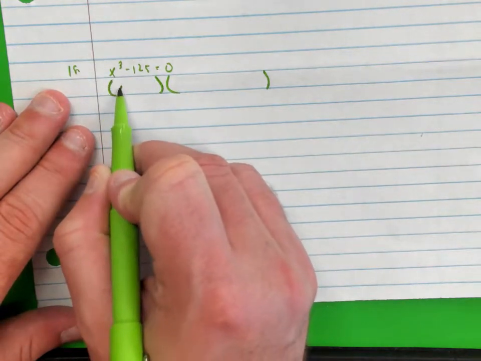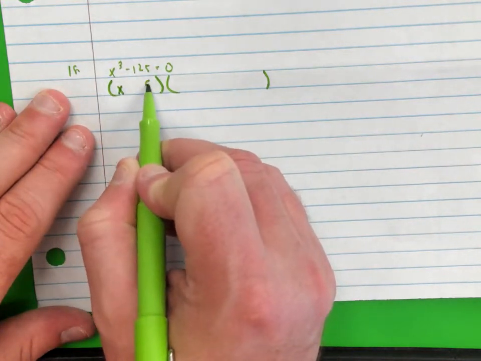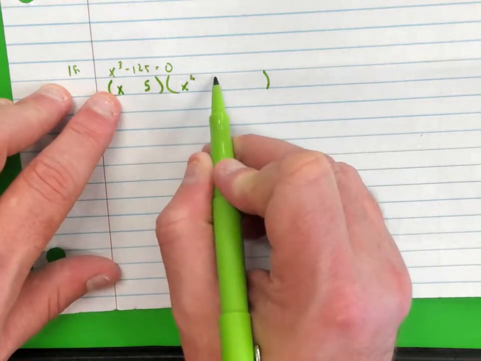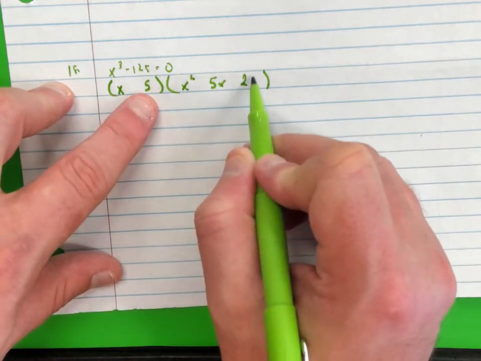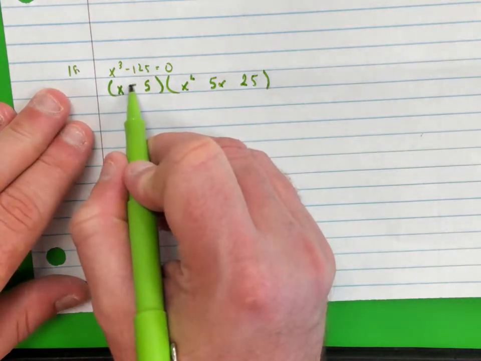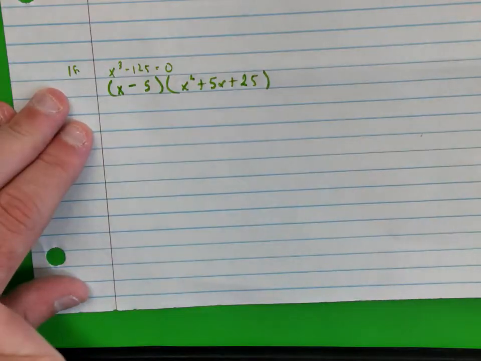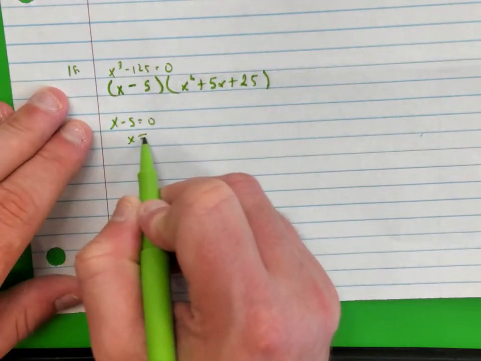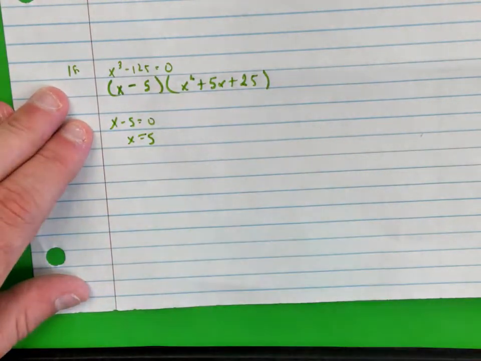Cube root of x cubed is? Cube root of 125 is? What do I do with the first one? Square it, then do what? Multiply, and do what with the last? Square. Same, opposite, always positive. x minus 5 equals 0, x equals 5. Can I factor that quadratic?